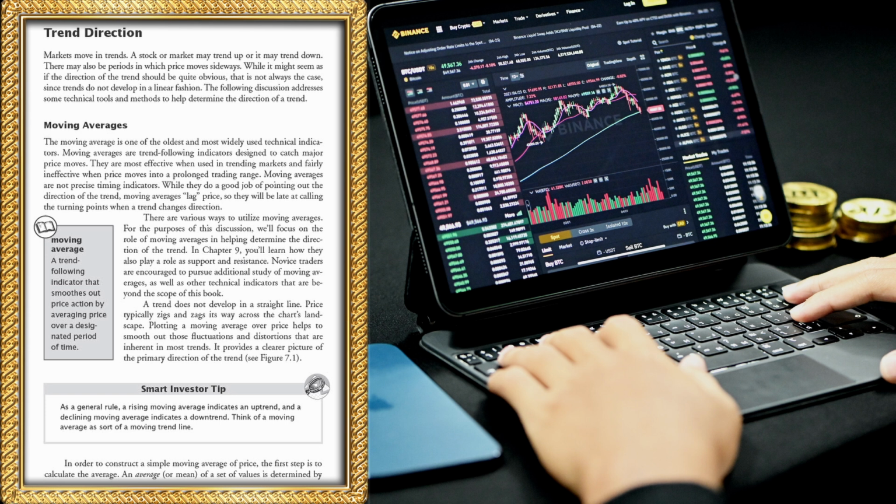While it might seem as if the direction of the trend should be quite obvious, that is not always the case, since trends do not develop in a linear fashion. The following discussion addresses some technical tools and methods to help determine the direction of a trend.